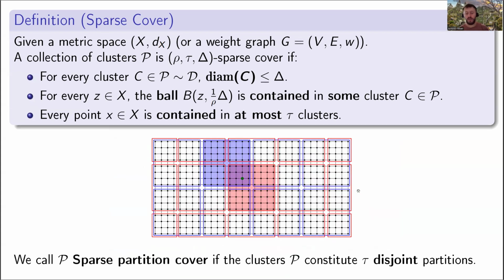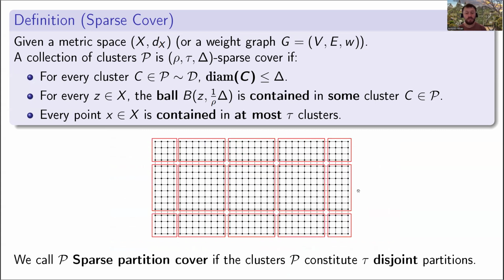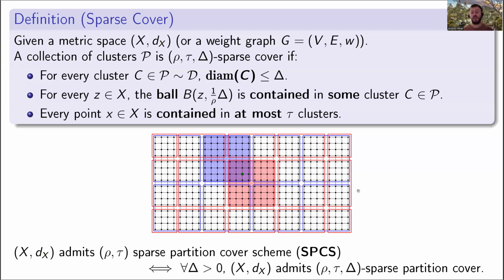If you have the property that your collection of clusters could be partitioned into tau disjoint partitions, like this one can be partitioned into the blue partition and the red partition, then we call this a sparse partition cover. It's not only a sparse cover, but a sparse partition cover. And if in addition you can construct such a sparse partition cover for every possible scale delta, then it's called the sparse partition cover scheme, or SPCS. Usually the scale delta is not really important, since we want to succeed on every possible scale, and the important parameters are rho, the padding parameter, and tau, the sparsity parameter.